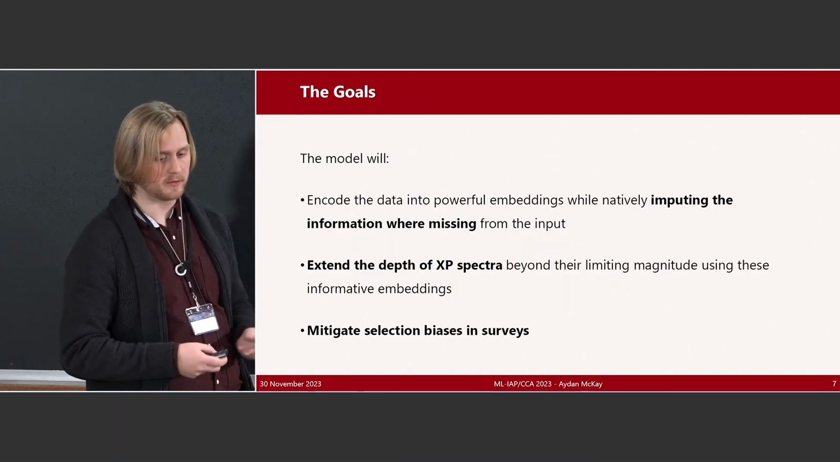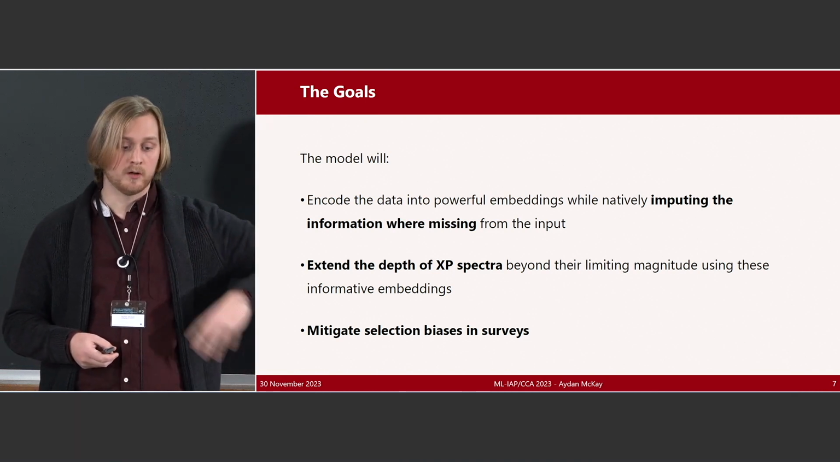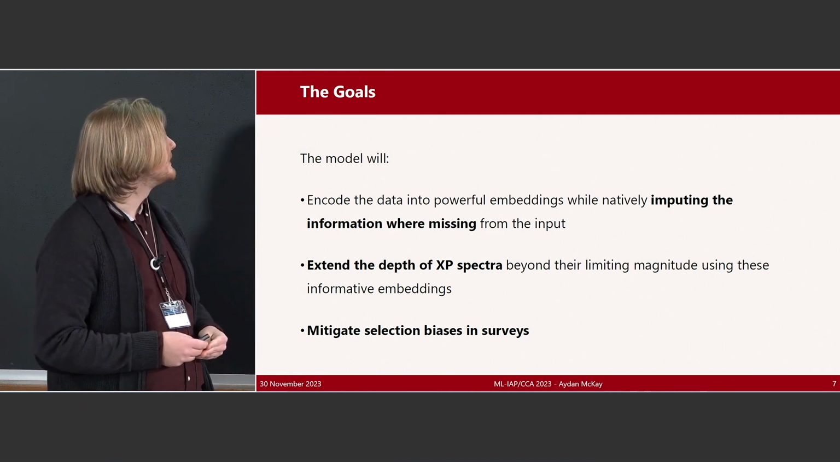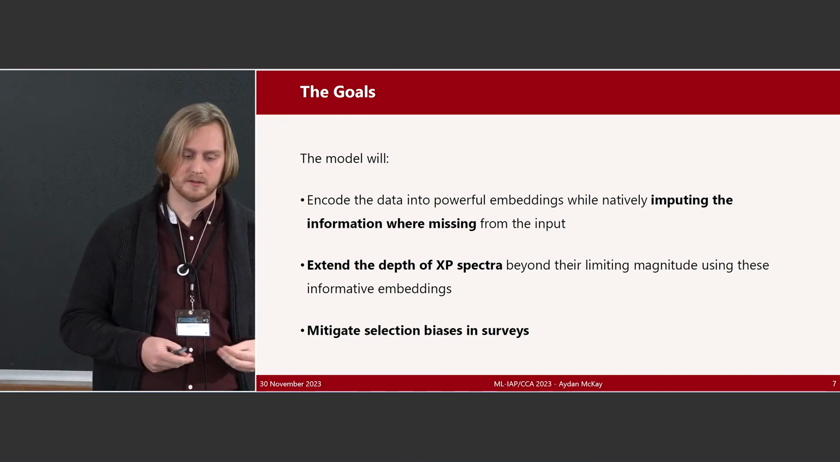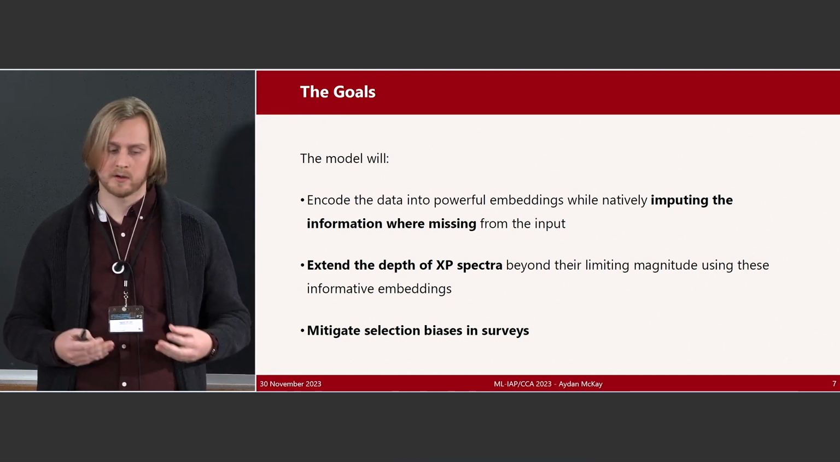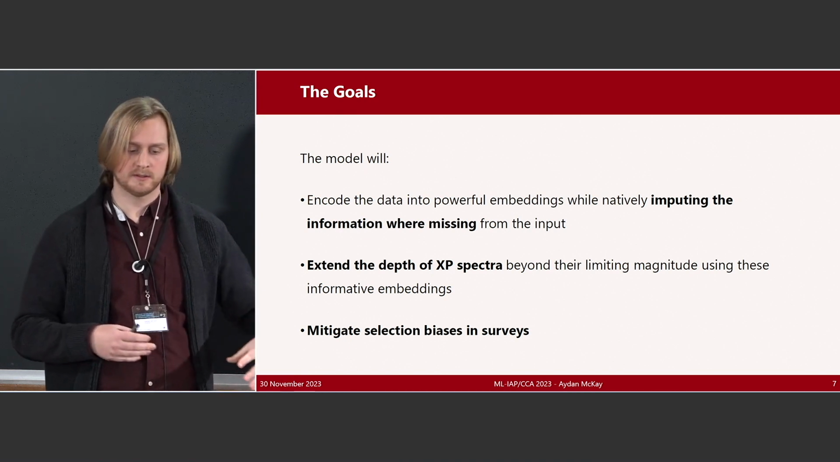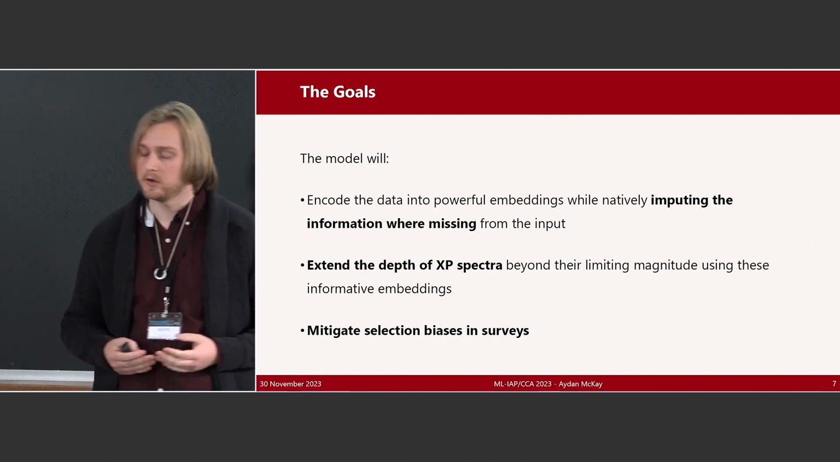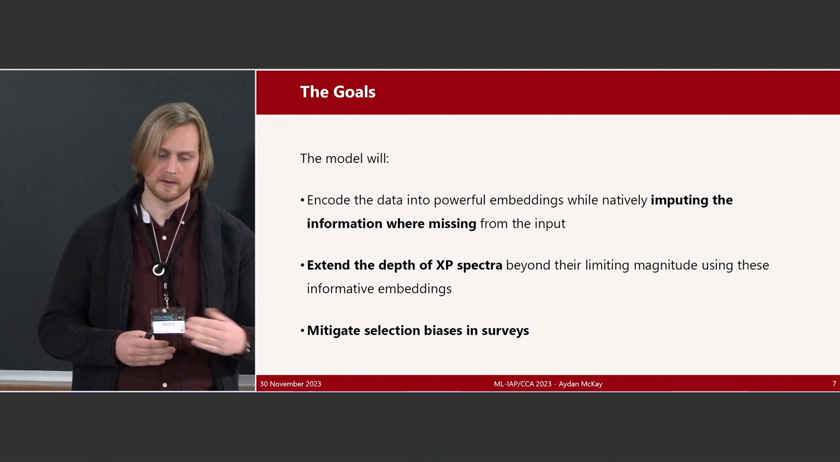The goals for this model will be to encode the data into a powerful embedding which will natively impute the information we're missing, as well as extend the depth of these XP coefficients. By this I mean, if we have the XP coefficients for a star, we'd be able to shrink it down to just the important information, as well as, if a star is too dim to have these XP coefficients, we're able to infer that through this encoder and into this embedded dimension.